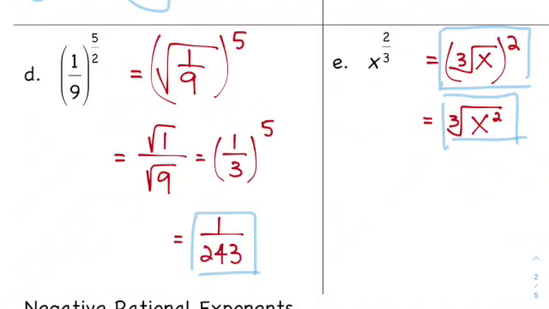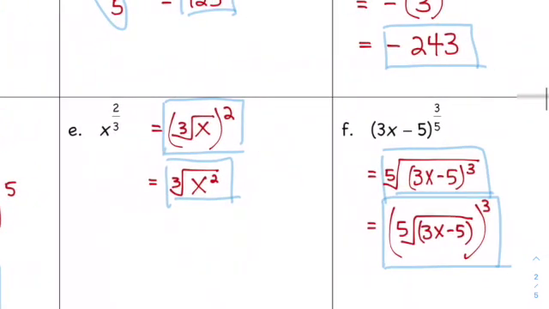Example D, I put 1 over 9 inside the square root. The denominator is 2. The index number is 2, so therefore it's a square root. 5 is on the outside because it's much easier to break down to a smaller number and then make it bigger. So the square root of 1 is 1. The square root of 9 is 3. So it's 1 over 3 to the 5th power, and 3 to the 5th power is 243.